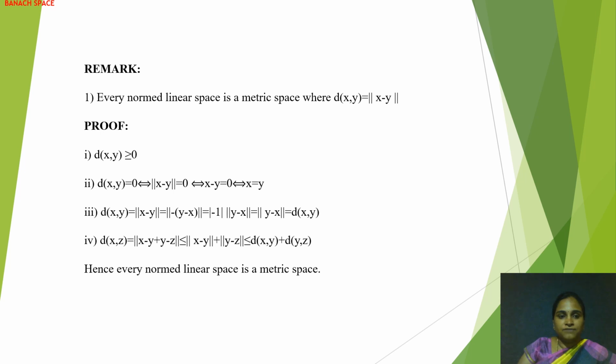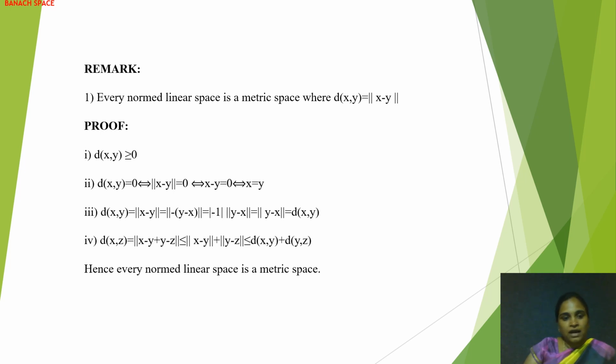Let us have some remarks using normed linear space. Every normed linear space is a metric space where d of x comma y is equal to norm x minus y. We will have the proof for the above statement. d of x comma y is always greater than or equal to 0, so it satisfies the first condition. For the second condition, d of x comma y equals 0 if and only if norm x minus y is equal to 0 if and only if x minus y equals 0 if and only if x equals y.